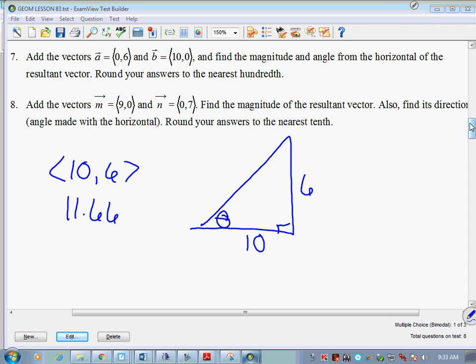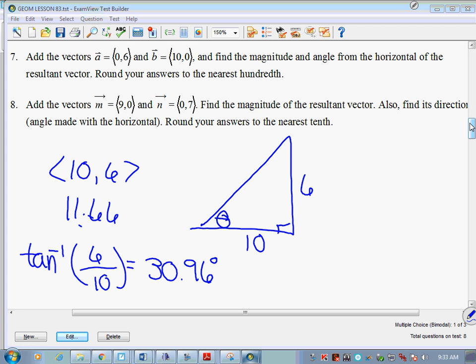Go back to yesterday's lesson. You're right with tangent, but more specifically, inverse tangent. Okay, what am I going to type in? 6/10. So somebody with your graphing calculator, what is inverse tan 6/10? What is it? Or be more specific, take it to 2 decimal places. 30.96 degrees. Okay, because it says round your answers to the nearest hundredth. That's why we did 11.66. That's why we did 30.96. You understand what we're doing there?